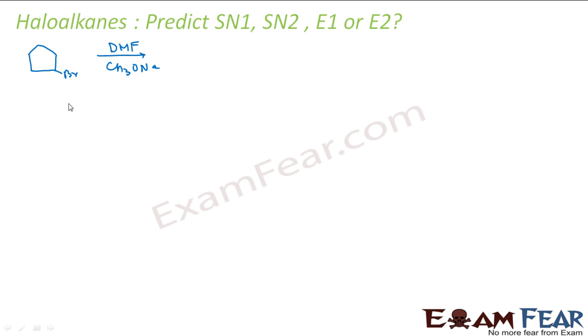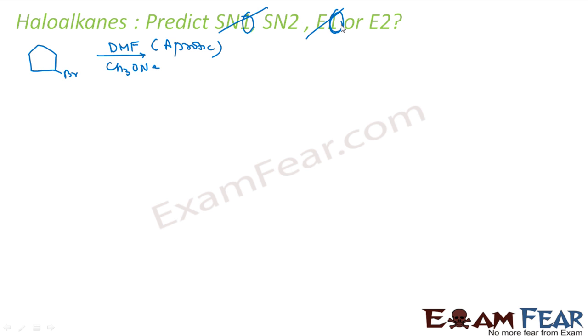First, try to understand what DMF is. DMF is aprotic. Correct? So DMF is aprotic, that means E1 and SN1 are ruled out. As I told, for E1 and SN1 reactions to happen, the hero is the leaving group. And if the leaving group is the hero, you want to make it a better hero, so you make sure the solvent is protic, because protic solvent makes sure that the leaving group leaves early. But if it is an aprotic solvent, that means SN1 and E1 are gone. That is not the option.